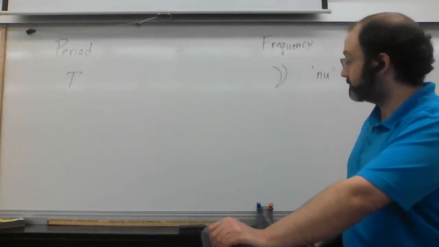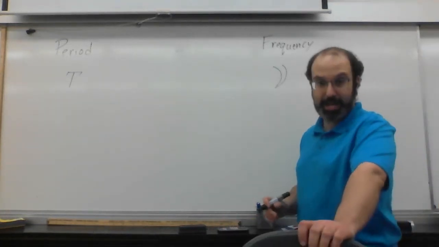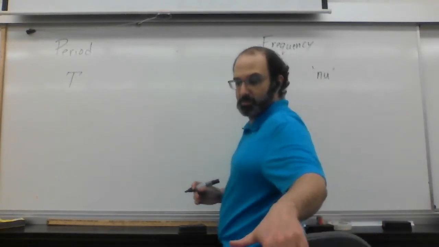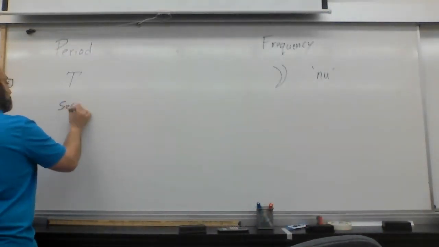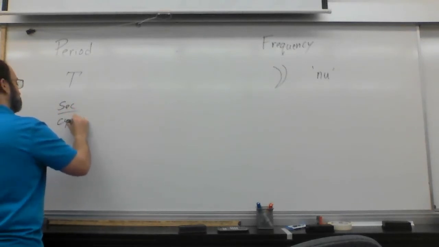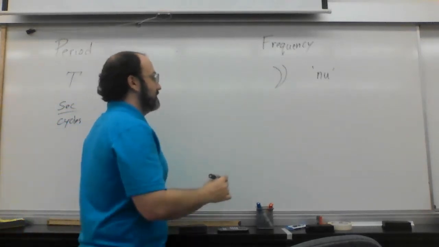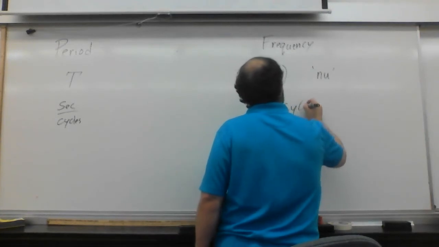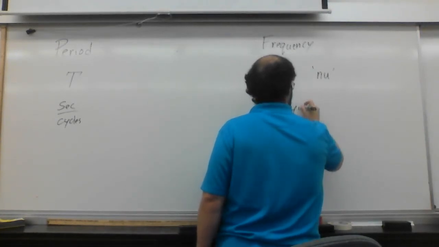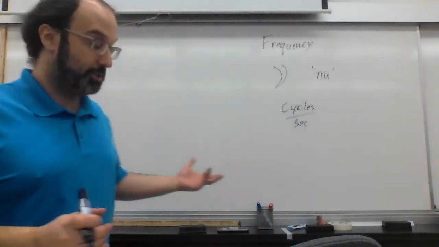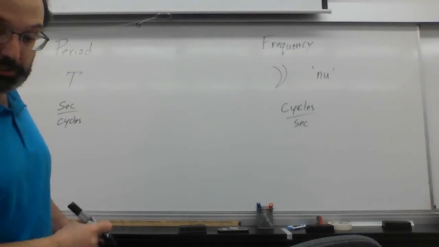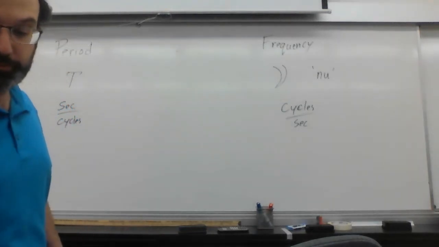Okay, so we've got ourselves a symbol, we've got ourselves a name, but what is it? Well, period is seconds per cycle. And frequency is cycles per second. Well, that looks very similar now, doesn't it? But, okay.